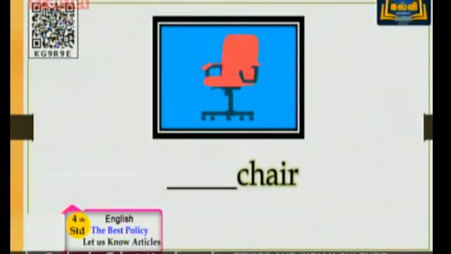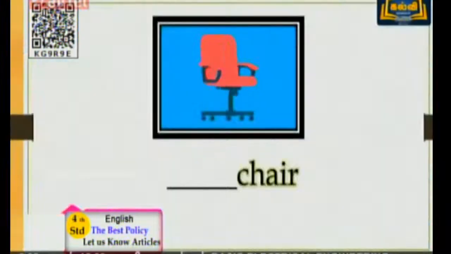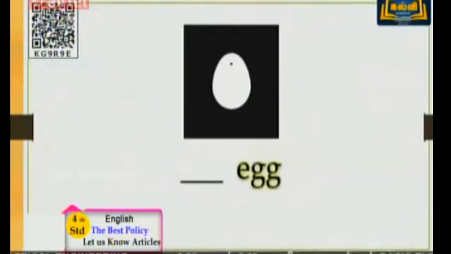Now you can see rolling chair. So in the chair, what article should you use before this word chair? Should we use A or an? So see the word chair. See the spelling. It starts with C. Chair. So obviously it is understood that the article is A. Yes, you're right. A chair. How many of you said an chair? Okay, leave it.